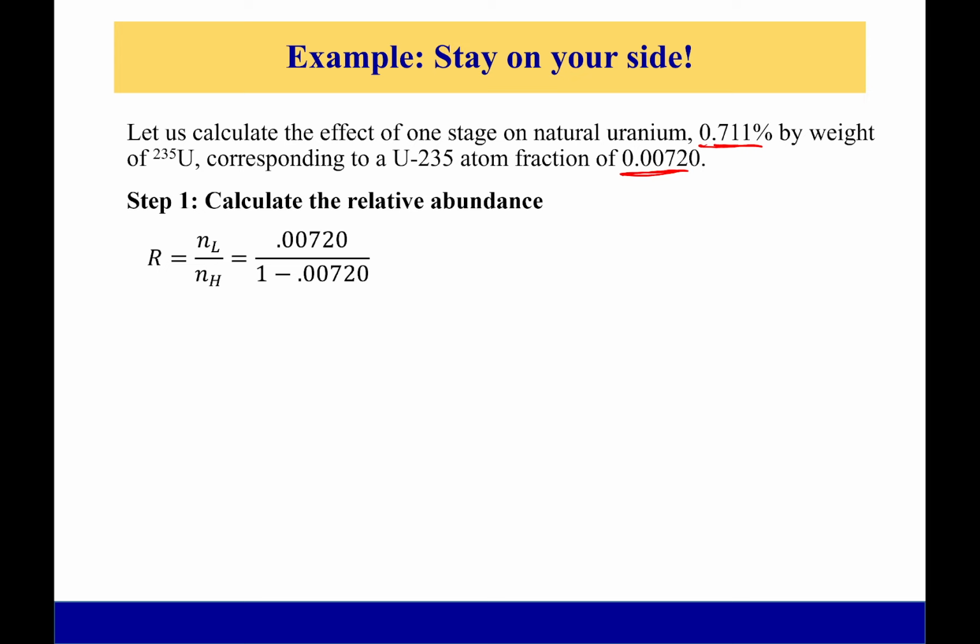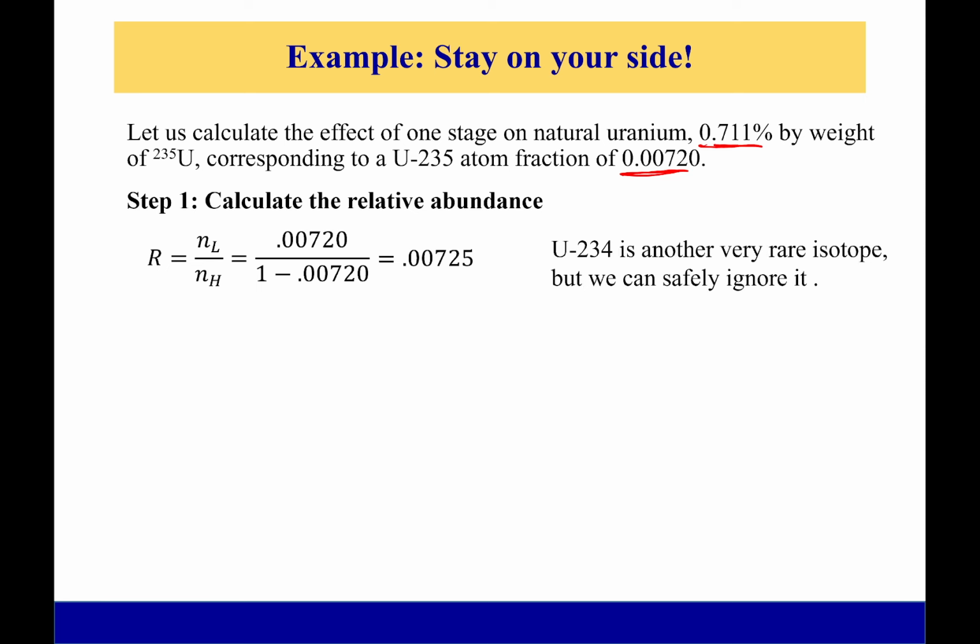So first off, let's calculate the relative abundance. For that, I need to know how much I have of the lighter versus how much I have of the bigger. We're assuming that U-238 is whatever is left after we subtract out the U-235, which gives me a relative abundance at the beginning of 0.00725. So there are very, very few U-235 atoms compared to U-238. As a note, there's also another isotope, which is pretty rare, U-234. But it's so rare that we're just going to ignore it, and it won't really change our numbers much, so we can do that without too much error.